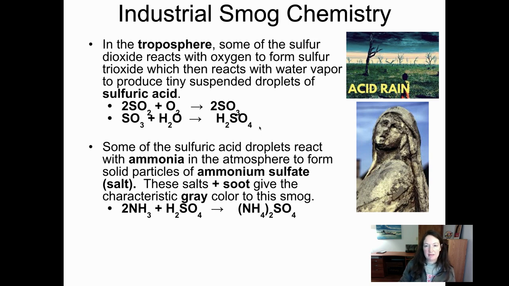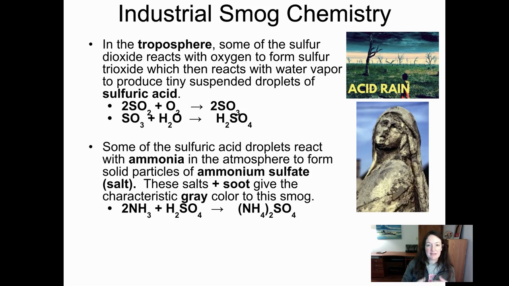Now, in the United States and other developed countries, they have reduced the amount of sulfur in the atmosphere, and that has reduced our acid rain. But in developing countries, they still have a lot of high sulfur coal that they use for energy, and so sulfuric acid rain is still a problem in developing countries.